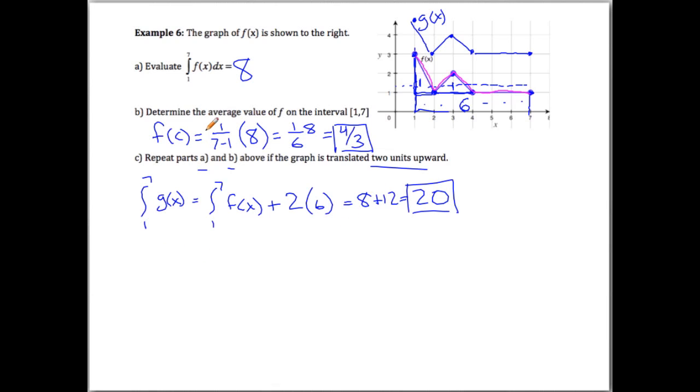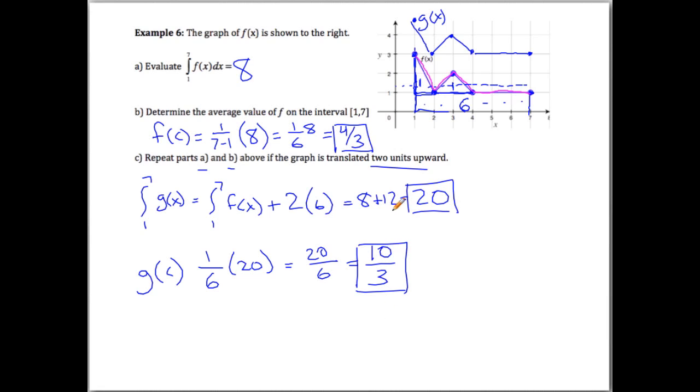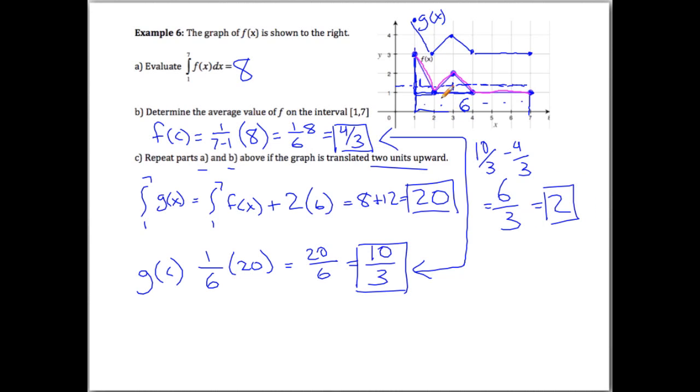Okay, and if we want to do part B, determine the average value, we're going to find g of c, and so it's going to be 1 over 6 times 20. So in this case, we get 20 over 6, which is 10/3. Now what we can do, let's compare these two right here. If we shift this entire function up 2, what do you notice happens to the average value of the function? Well, the difference between 4/3 and 10/3 is 6/3, which is 2. So we can see here that when we vertically shift a function, it also shifts the average value by that same amount. And it would be 2 higher. So just kind of an interesting side note there. Alright, so that is how you find an average value of a function on an interval.